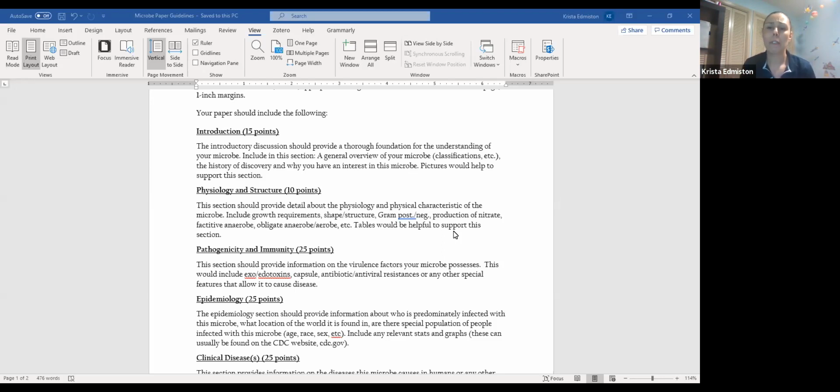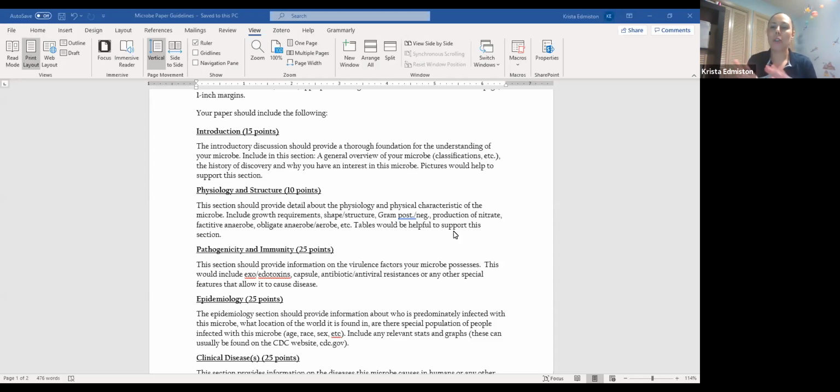Viruses, this would be stuff like, is it a double-stranded RNA virus? Is it a single-stranded RNA virus? Is it a retrovirus? Those kinds of things. What are the physiological characteristics about it? Is it an enveloped virus versus a non-enveloped virus? If there are tables or something that gives lots of identification of your organism, that might be a good thing to put into that section.